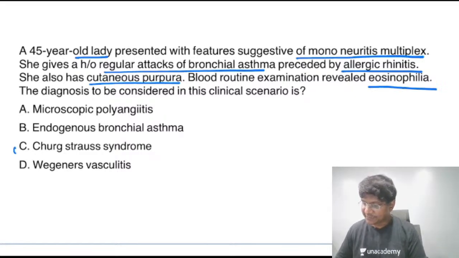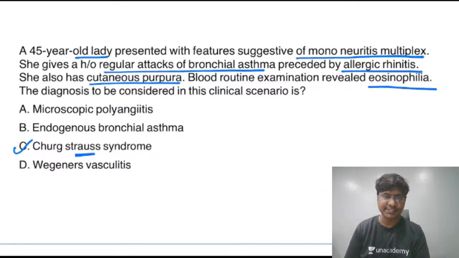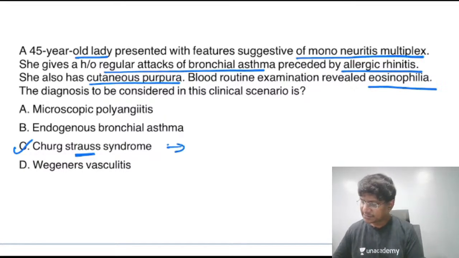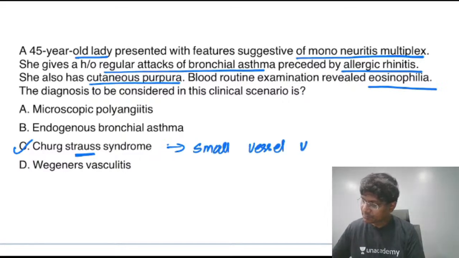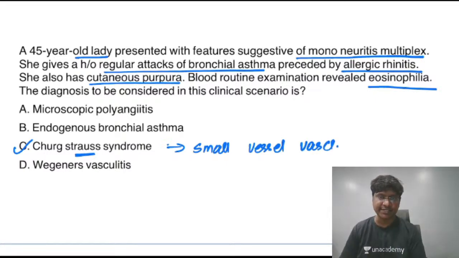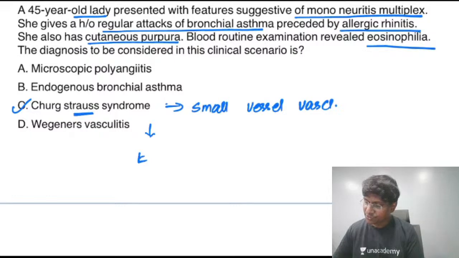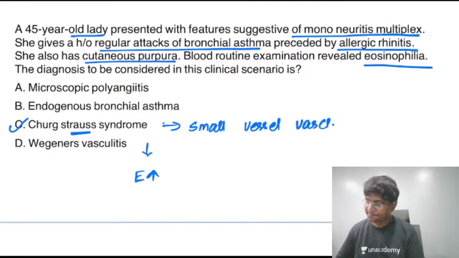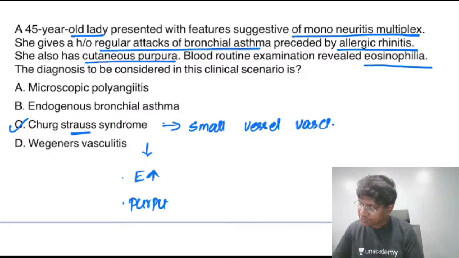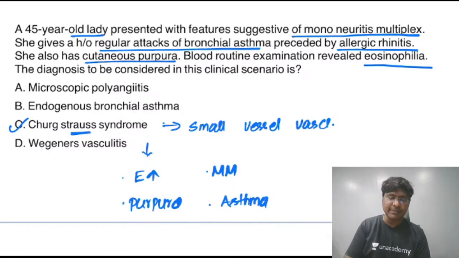Very good. It is very much suggestive of Churg-Strauss syndrome. It is a small vessel vasculitis. In Churg-Strauss syndrome you will have peripheral eosinophilia and cutaneous purpura, that is, cutaneous manifestations. Then mononeuritis multiplex is there, and also asthma as well as allergic rhinitis. All these make the diagnosis of Churg-Strauss syndrome.